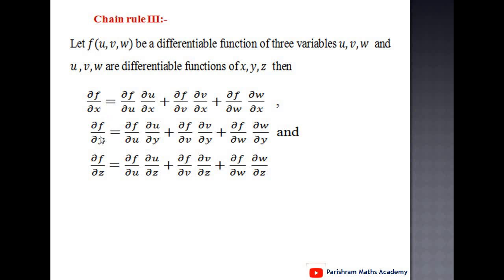Similarly, ∂f/∂y equal to ∂f/∂u into ∂u/∂y plus ∂f/∂v into ∂v/∂y plus ∂f/∂w into ∂w/∂y. This is the partial derivative of function f with respect to y, and ∂f/∂z equal to ∂f/∂u into ∂u/∂z plus ∂f/∂v into ∂v/∂z plus ∂f/∂w into ∂w/∂z. This is the partial derivative of function f with respect to z. These are the three chain rules.